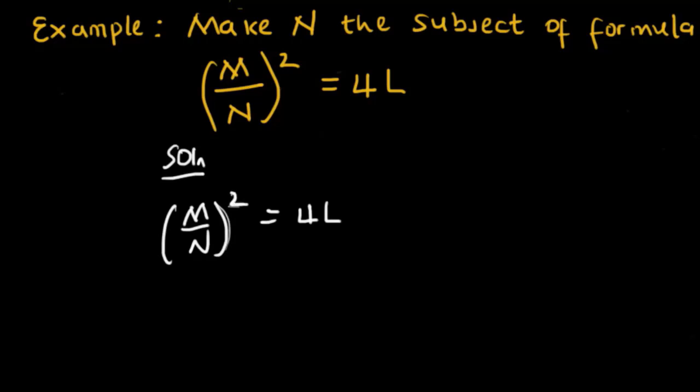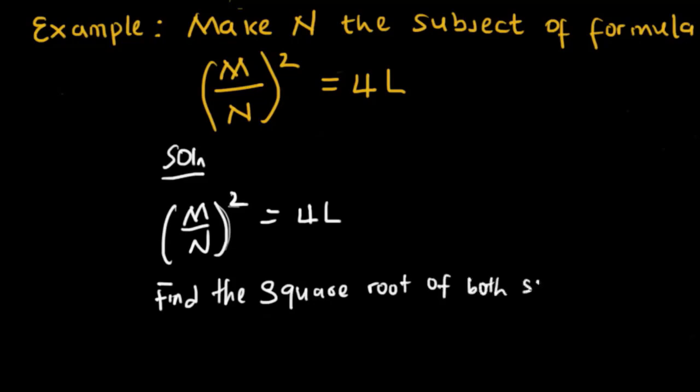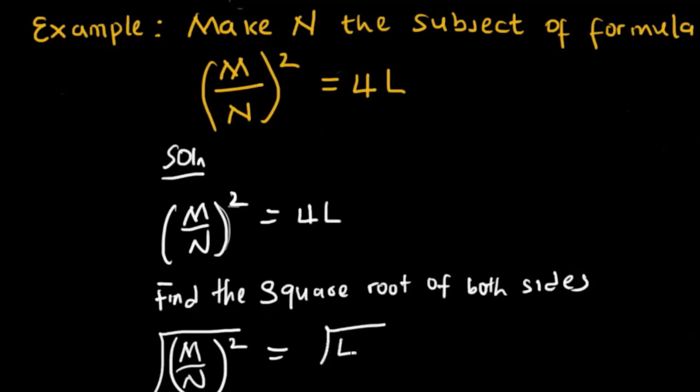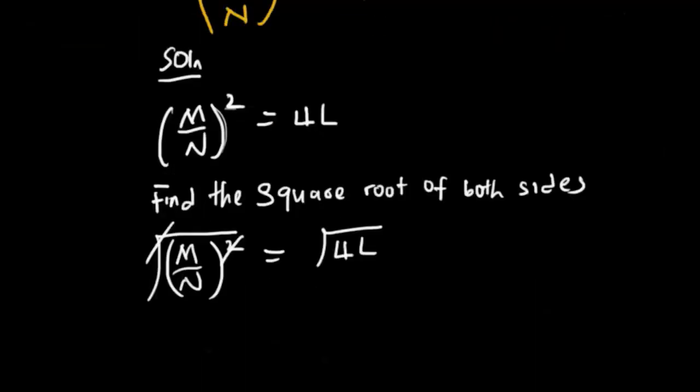The opposite of square. Can you remember the opposite of square? Square root. So we find the square root of both sides. So we should have the square root of (m over n) all squared equals the square root of 4l. Now remember, square root will cancel square, so we are left with m over n equals the square root of 4l.